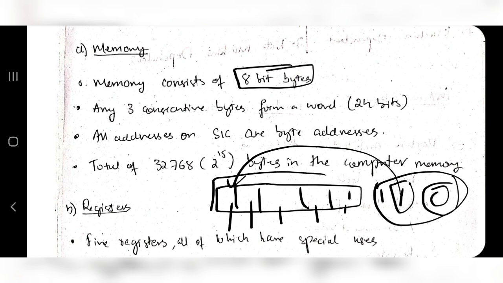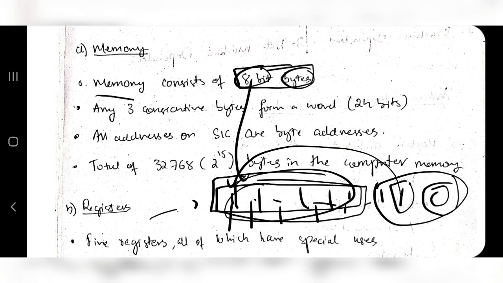Okay, 8 bits will be considered as 1 byte. If these are the bit storages, this is known as 1 byte. So memory consists of 8-bit bytes; in that form the memory is stored. How many bytes your computer has, like 64 KB, 10 GB and all those things, that is known as bytes.